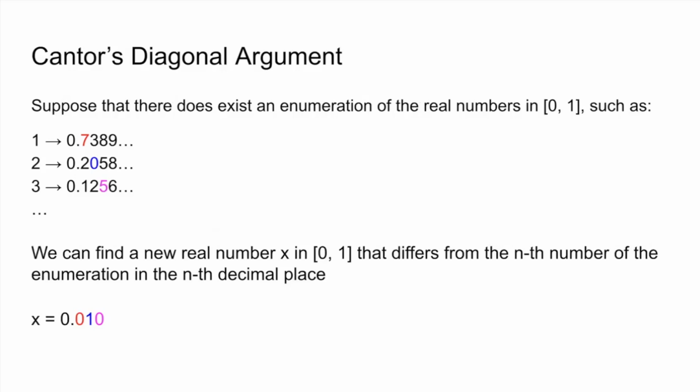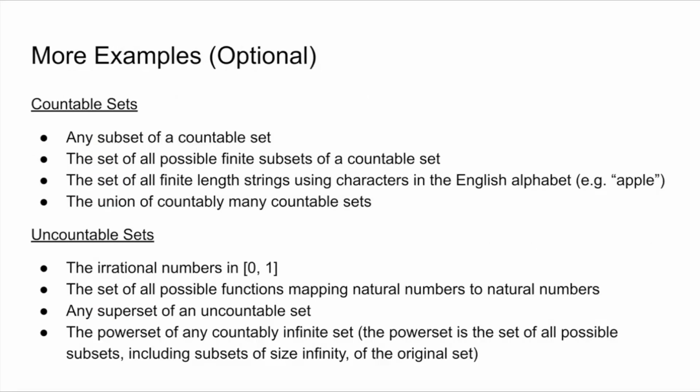And we continue this process and notice that since x differs from every number in the enumeration in at least one decimal place, it is not equal to any of the numbers in the enumeration, and therefore x is not in this enumeration. So we found a real number in 0, 1 that is not in this enumeration, and therefore the real numbers in 0, 1 are uncountably infinite. We've covered the most important examples of countable and uncountable sets, but if you're curious, here are some more examples. Pause if you want to look over them.